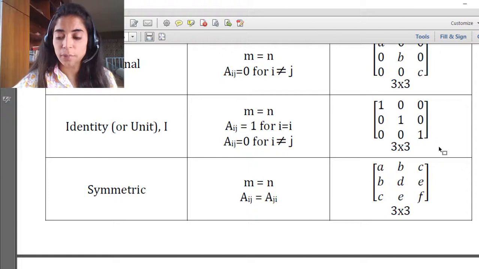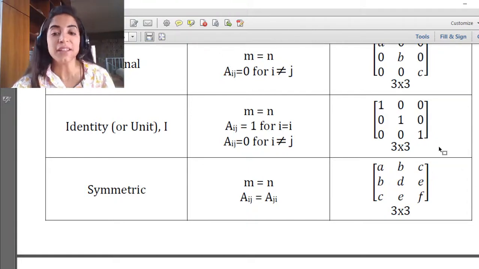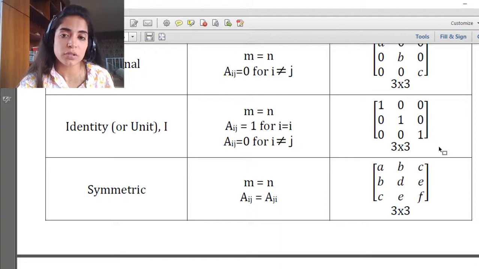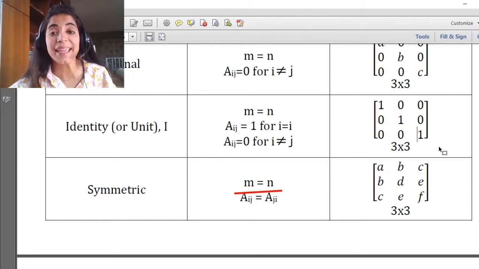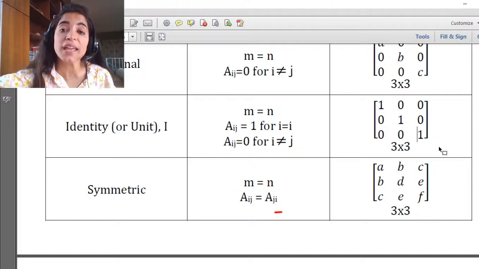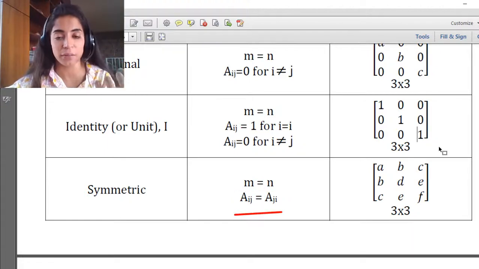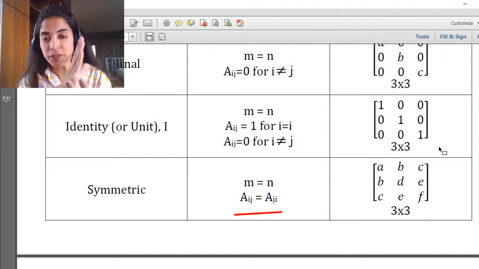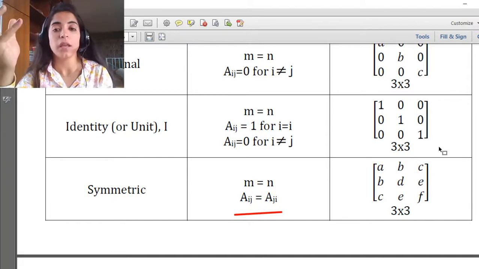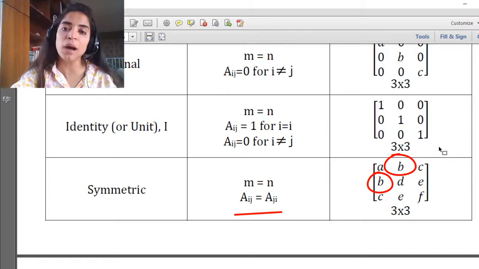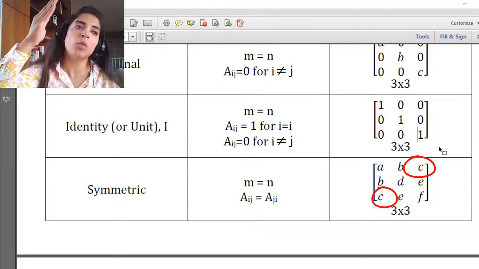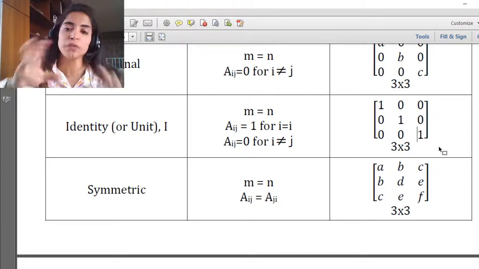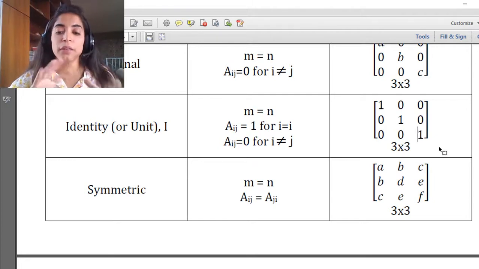The last type that we'll talk about in this video lecture is the symmetric matrix. The symmetric matrix has the first requirement of a square matrix. So in order to be symmetric, it should be square. And the second requirement is that Aij is equal to Aji, which means if I have an element in the second row, first column, it should be equal to the element in the second column, first row. A21 is equal to A12, A31 is equal to A13, A14 should be equal to A41. So if you flip the column with the row number, they should be equal.